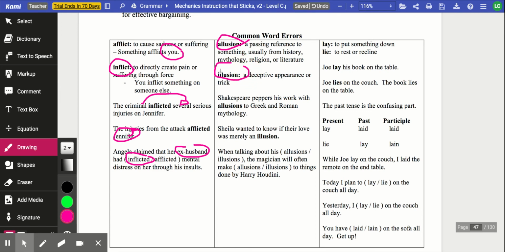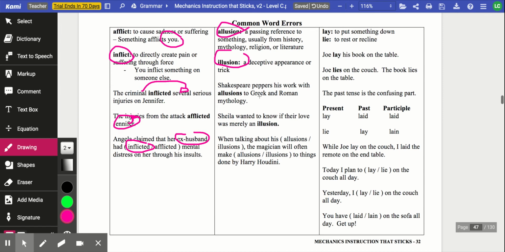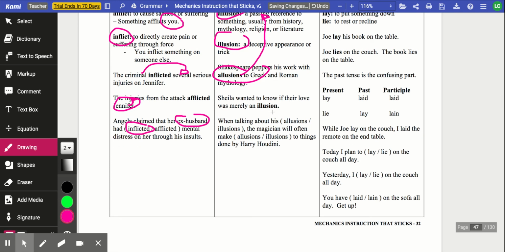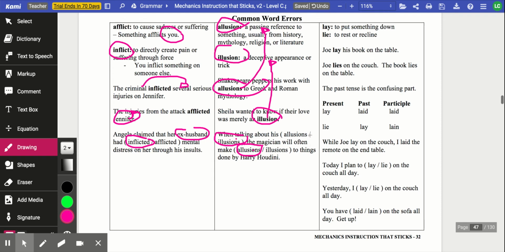An illusion is a deceptive appearance or trick. So magicians, they perform illusions. So Shakespeare peppers his work with allusions to Greek and Roman mythology. Okay, so this passing reference. Okay. Sheila wanted to know if their love was merely an illusion, meaning a deceptive appearance or trick. When talking about his illusions, the magician will often make allusions to things done by Harry Houdini. So, deceptive appearance or trick, quick reference in history.